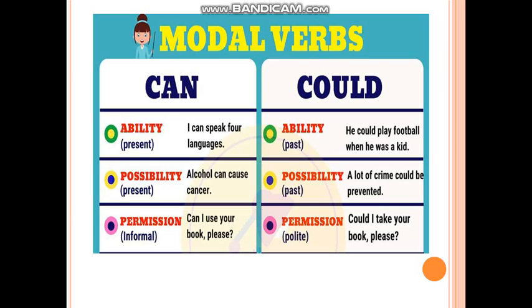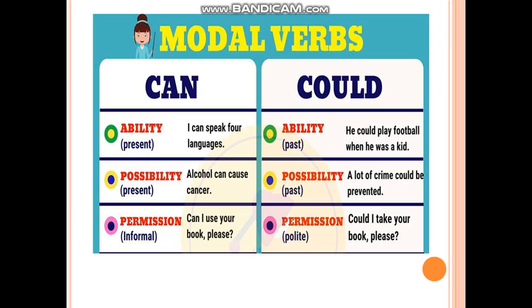The sentence shows that we are talking about the past. When he was a kid, it's a past tense. That's why we are using here could, the past form of can. He could play football when he was a kid. So the first situation is when you want to tell your ability to someone. Then in present we use can and in past we use could.